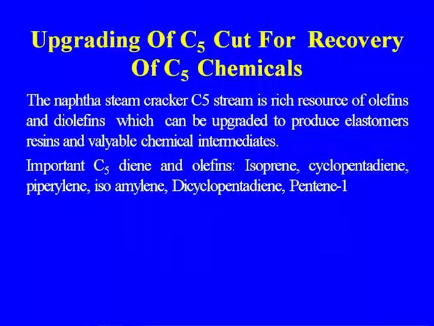Now let us discuss the upgradation of the C5 cut for the recovery of the C5 chemicals which are present in the cracker plant, or the naphtha cracker especially. The naphtha steam cracker C5 stream is a rich resource of olefins and diolefins, which can be upgraded to produce elastomers, resins and valuable chemical intermediates. Important C5 dienes and olefins are isoprene, cyclopentadiene, piperylene, isoamylene, dicyclopentadiene, and pentene-1.